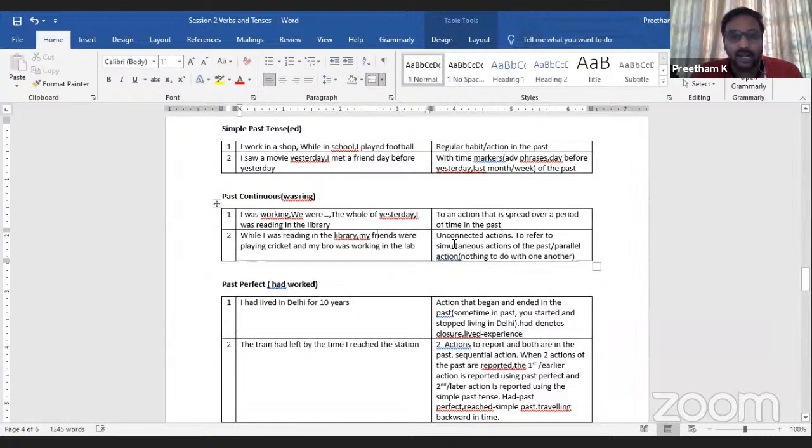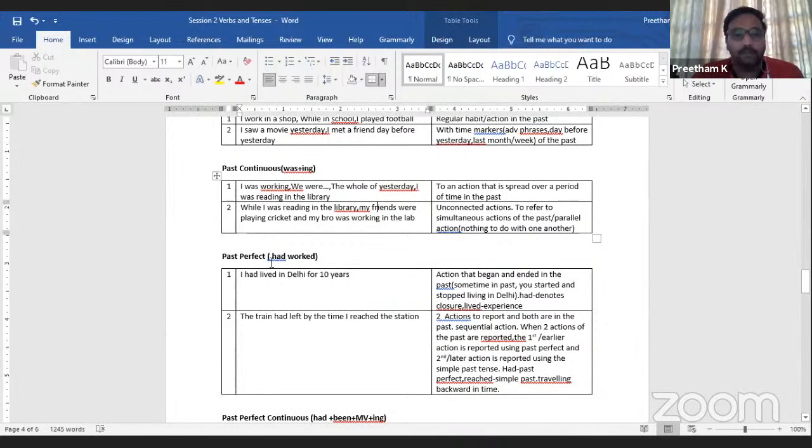These are unconnected actions to refer to simultaneous actions of the past or parallel actions, nothing to do with one another. Whereas here, I was working or I was teaching when I received a call. So there are two past events. One is received a call and other is working. So out of the two past events, which one was continuing? For that you use past continuous tense.